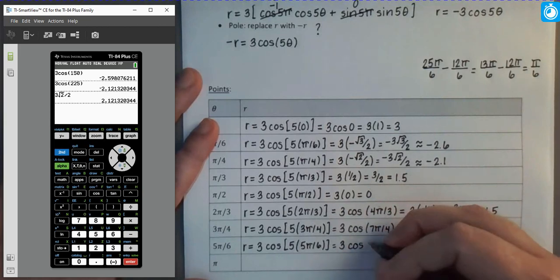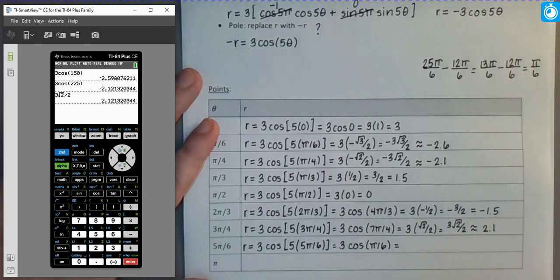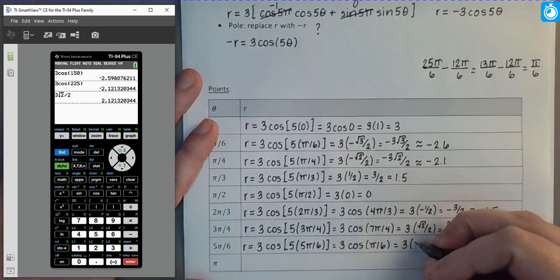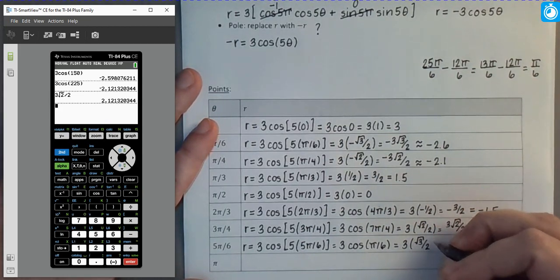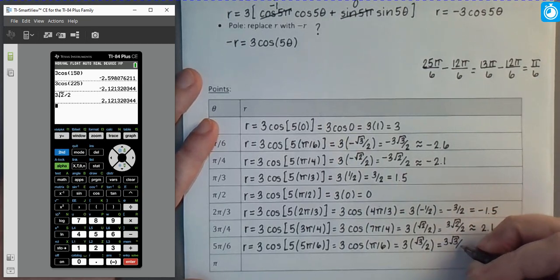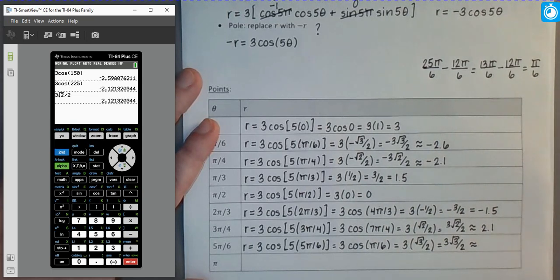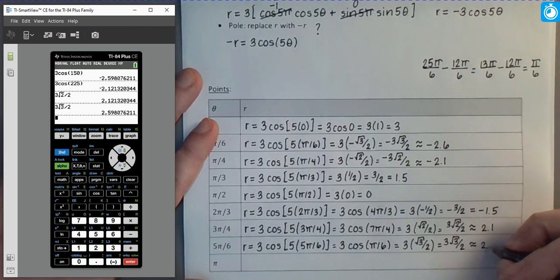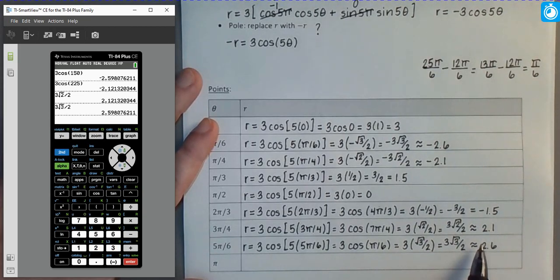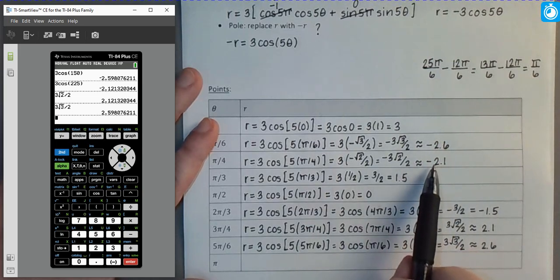So 3 times the cosine of pi over 6. And at pi over 6 radians, the cosine is root 3 over 2. So 3 times root 3 over 2, or 3 root 3 over 2. Again, if we want an approximation of that, 3 times the square root of 3 divided by 2. So about 2.6.